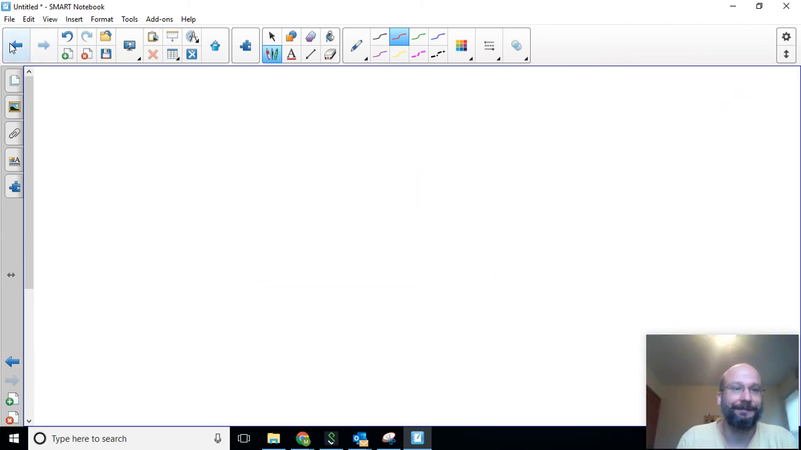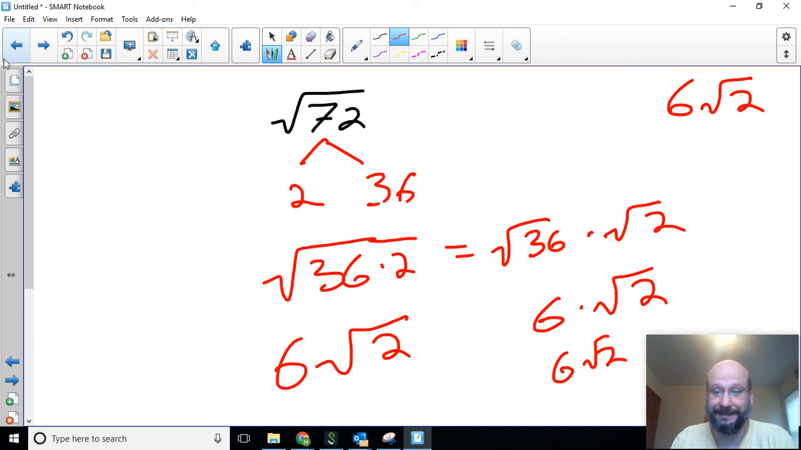All right, I think that's enough. Hopefully that makes sense. Again, do the whole thing, the entire factor tree, if you're not familiar with your perfect squares.